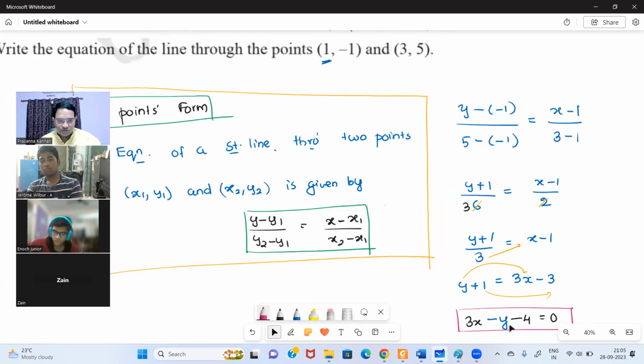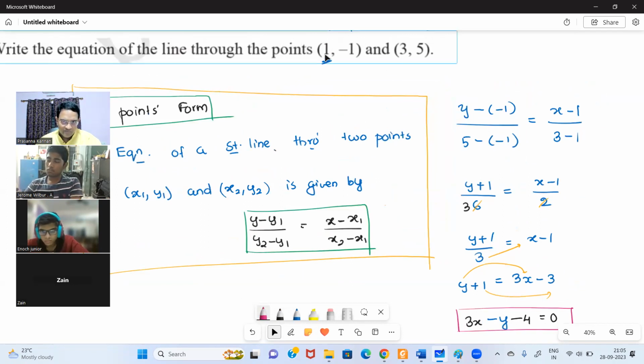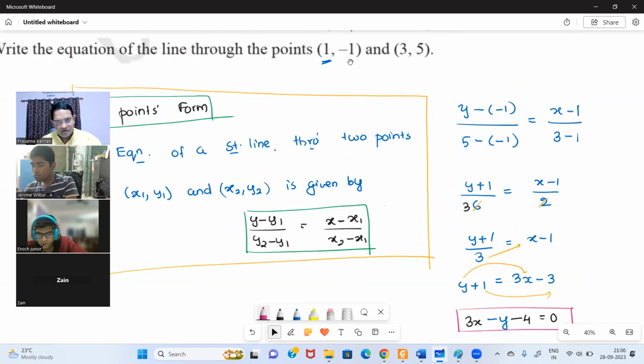They must satisfy the equation of this line, right? Substitute x as 3. 3 into 3, 9. 9 minus 5, 4. 4 minus 4, 0. So correct. Substitute the other point also. Wherever x is there, substitute 1. Wherever y is there, substitute minus 1. See if the equation is satisfied. 3 into 1. Minus of minus 1 is plus 1. 3 plus 1, 4. 4 minus 4, 0. Therefore, your answer is 100% correct. So wherever possible, try verifying your answers.